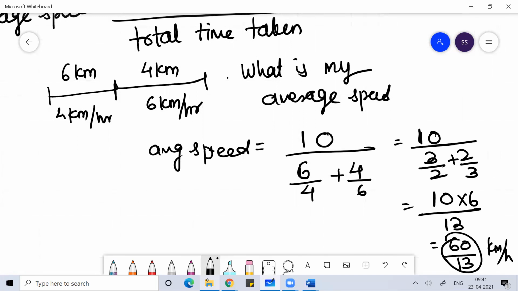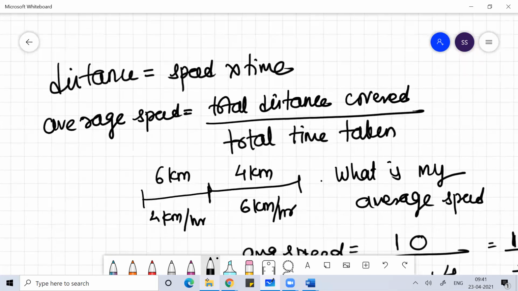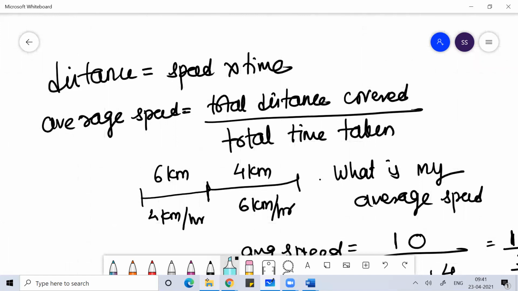I hope you're understanding. It's around 4 point something, so 4 8 by 13. That is my average speed. I just use the formula average speed as the total distance covered by total time taken, and with that I get the answer. So the average speed is total distance by total time taken. I got the value of the average speed here. I hope you are understanding this concept.